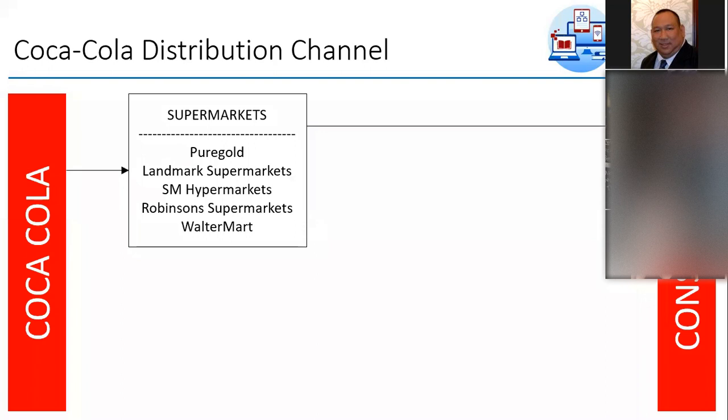Retailer. Okay, retailer. What does wholesaler mean? What does retailer mean? A wholesaler buys in large quantities. Correct, the wholesaler buys in bulk. And the retailer buys in small quantities. Okay. So Pure Gold, Landmark, Robinson Supermarket, is this a retailer or wholesaler? Wholesaler. Wholesaler. So the channel now is from Coca-Cola, passing through wholesalers, and then to the customer. So, the channel. Next.